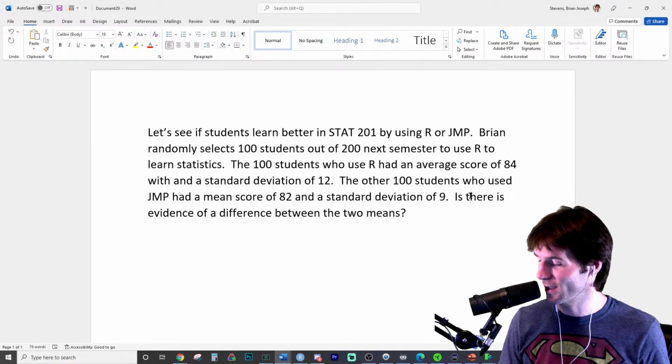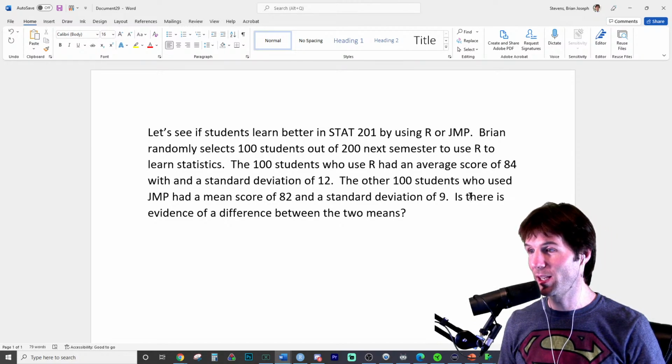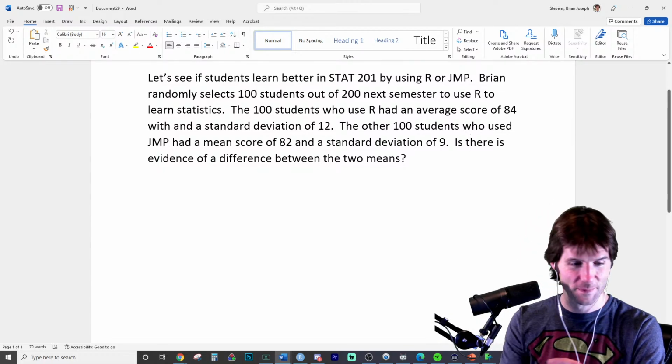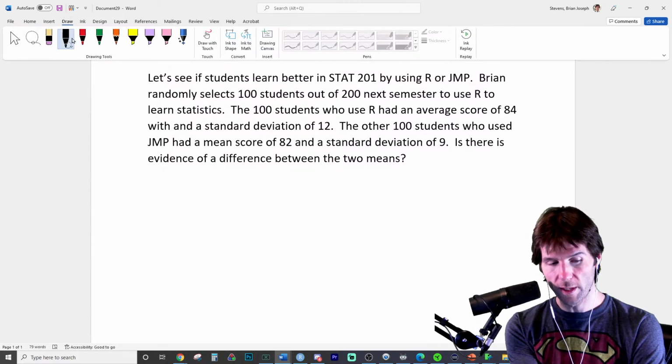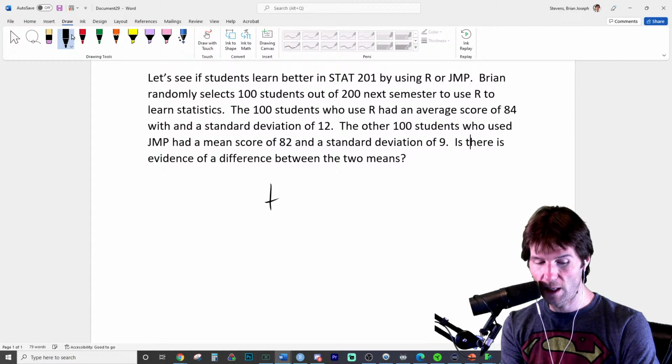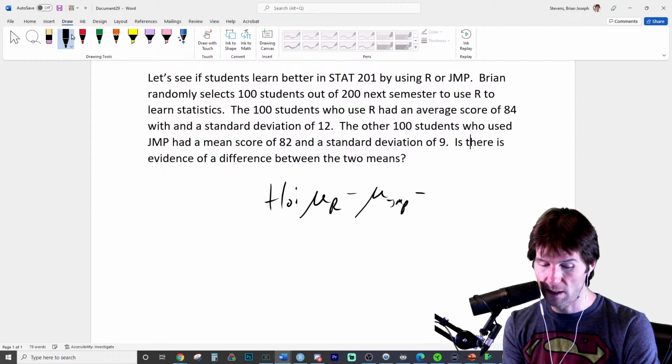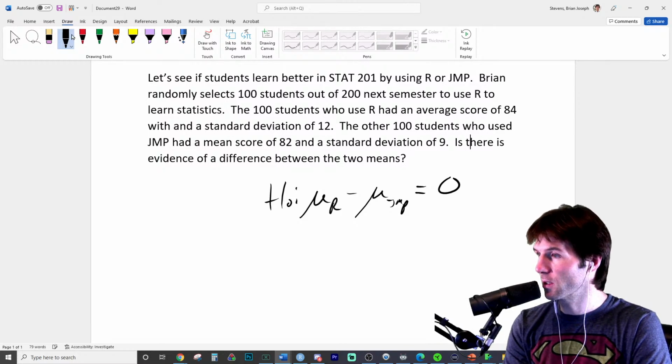Kind of the null hypothesis. The null hypothesis here being it doesn't matter. What we're doing right here is the null states that the mean for students using reverse alphabetical, R, minus the mean for students using jump is equal to 0. That's what the null would state.